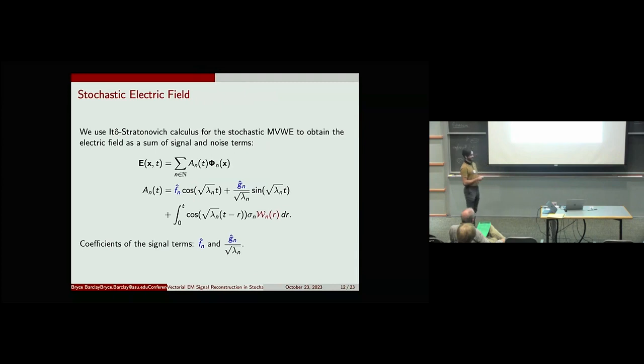Okay, so what's nice about this problem, unlike probably a lot of the problems that we see at this conference, is that because everything is linear, you can actually solve for the solution explicitly. And we can now see that the electric field can be decomposed into a signal component, which are these cosine and sine terms, and we also have a stochastic term, which is related to this Wiener process, Wn. I said I'm interested in signal reconstruction, so in this case, I'm interested in reconstructing the signal component of this electric field from time series data that will include these stochastic fluctuations given by this last term.